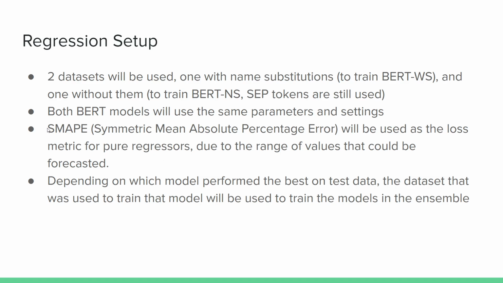As the loss metric, we'll be using SMAPE as it's for pure regression. The ranges that these models will be predicting are anywhere from 0 to 100, so we didn't want any of the outliers affecting the results. Depending on which model performed the best, the dataset that that model trained on will be used for the ensembles.